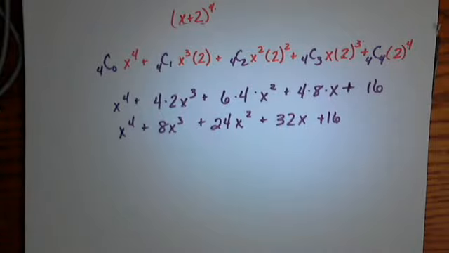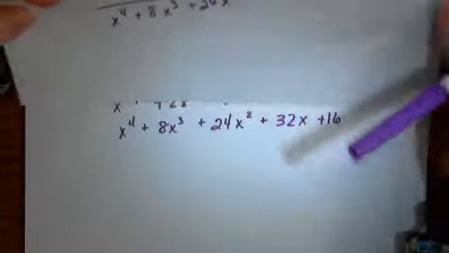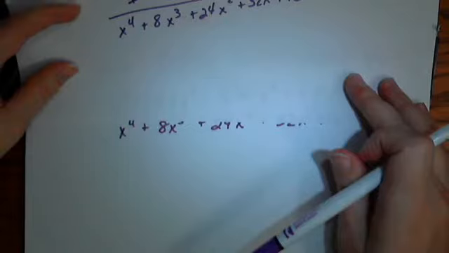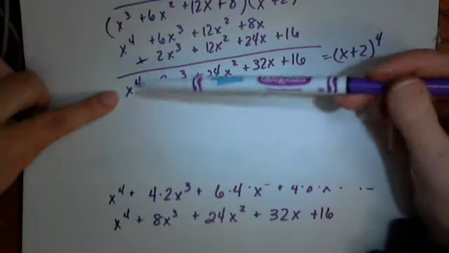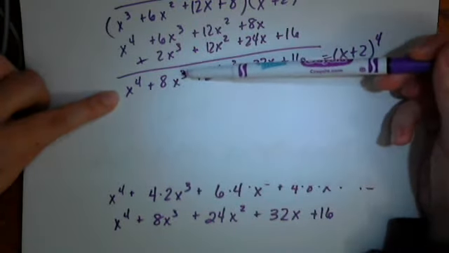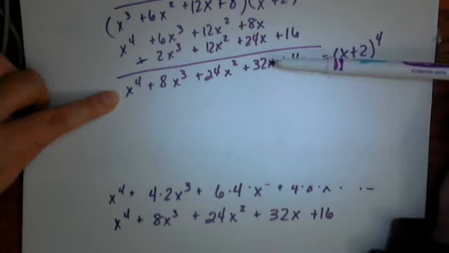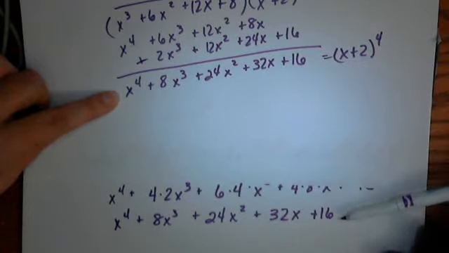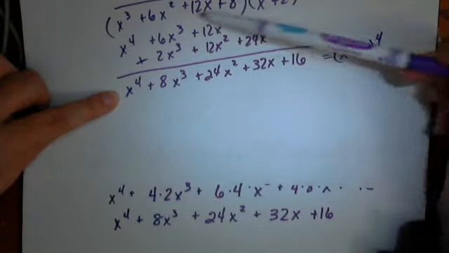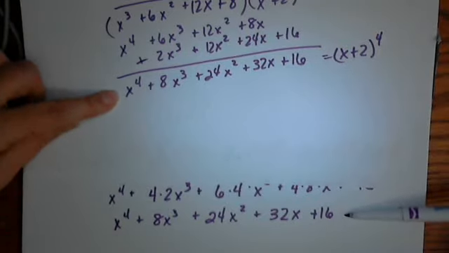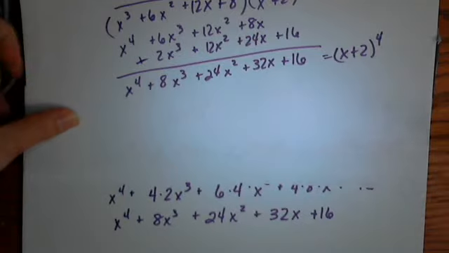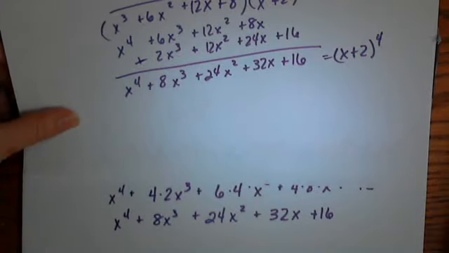And if I find that first sheet again that we did at the very beginning of class, this is what we did, where we had x to the 4th plus 8x cubed plus 24x squared plus 32x plus 16. It's the same answer, but on that one we used the distributive property, and on this one we used binomial expansion, the binomial theorem. You get the same answer either way.